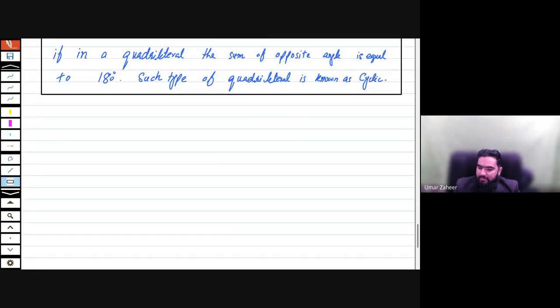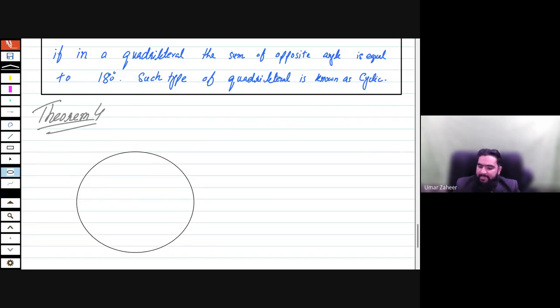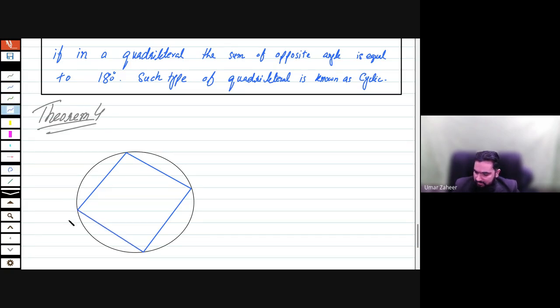Now we have to go for theorem 4. Yes, you have to tell me exactly correct. In theorem 4, if you have a circle and there is a quadrilateral, if all the vertices of the quadrilateral are on the circumference, then the property is that the quadrilateral will be cyclic.